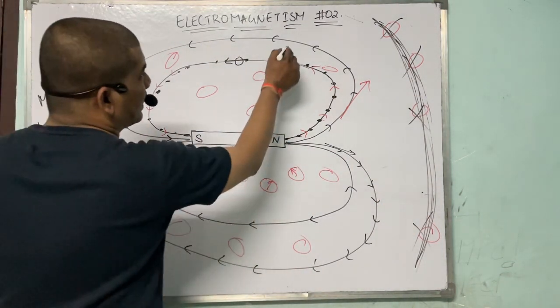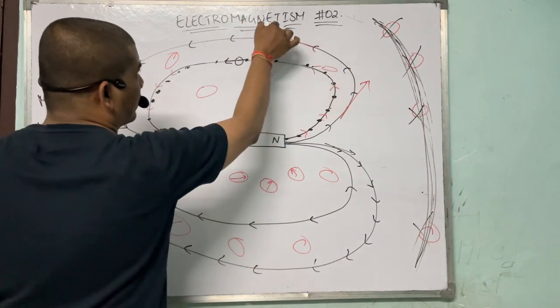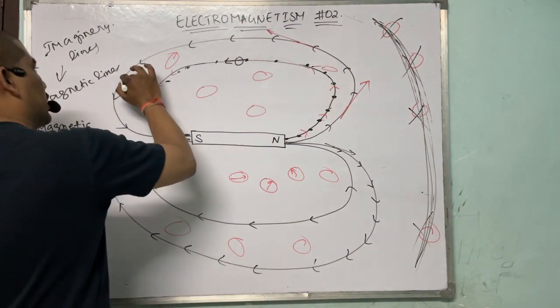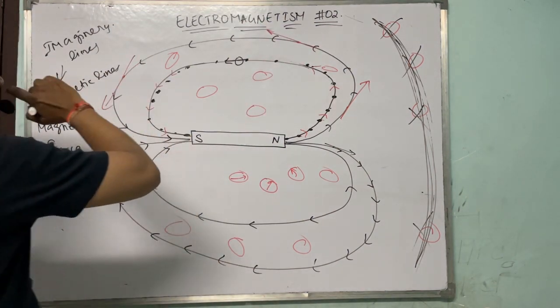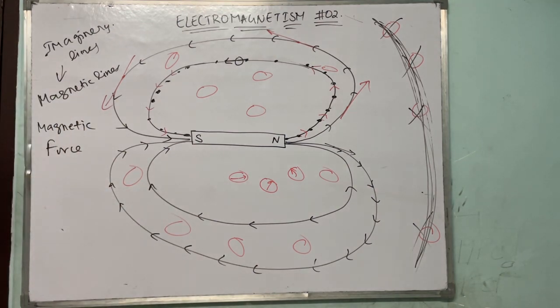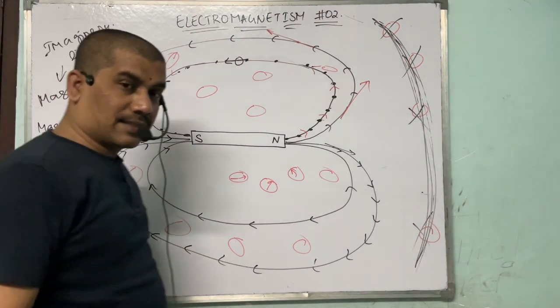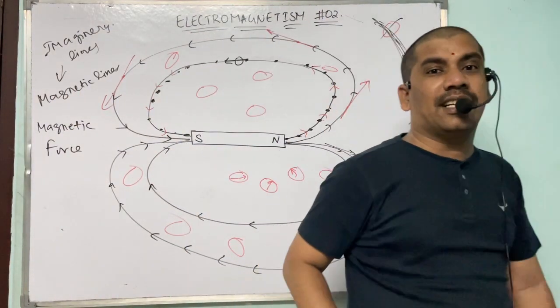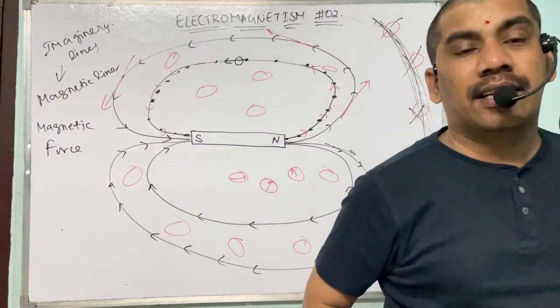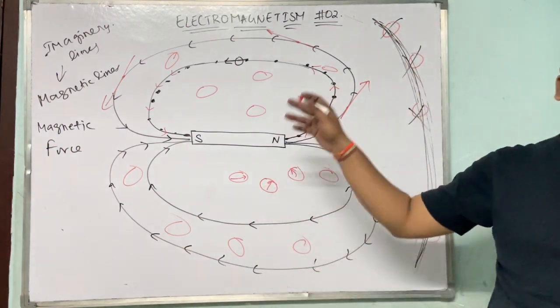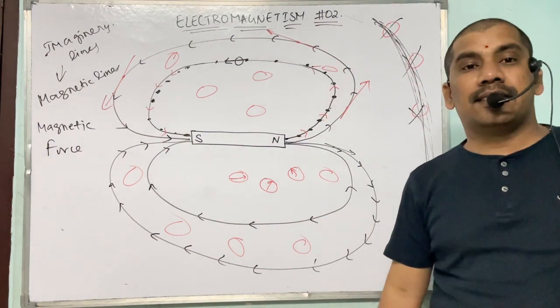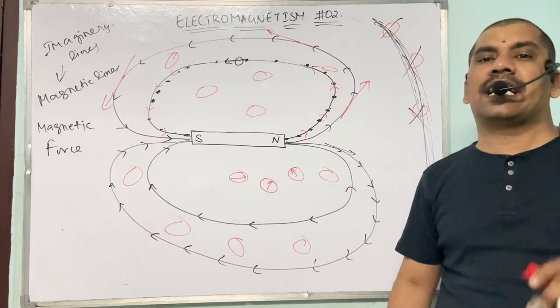If I want to find the tangent at this point, it will be like this. In the tangents and secant chapter, we'll see this in detail. Okay? So, what will be the direction of the field? The direction of the field at any point on the field line is in the direction of the tangent.